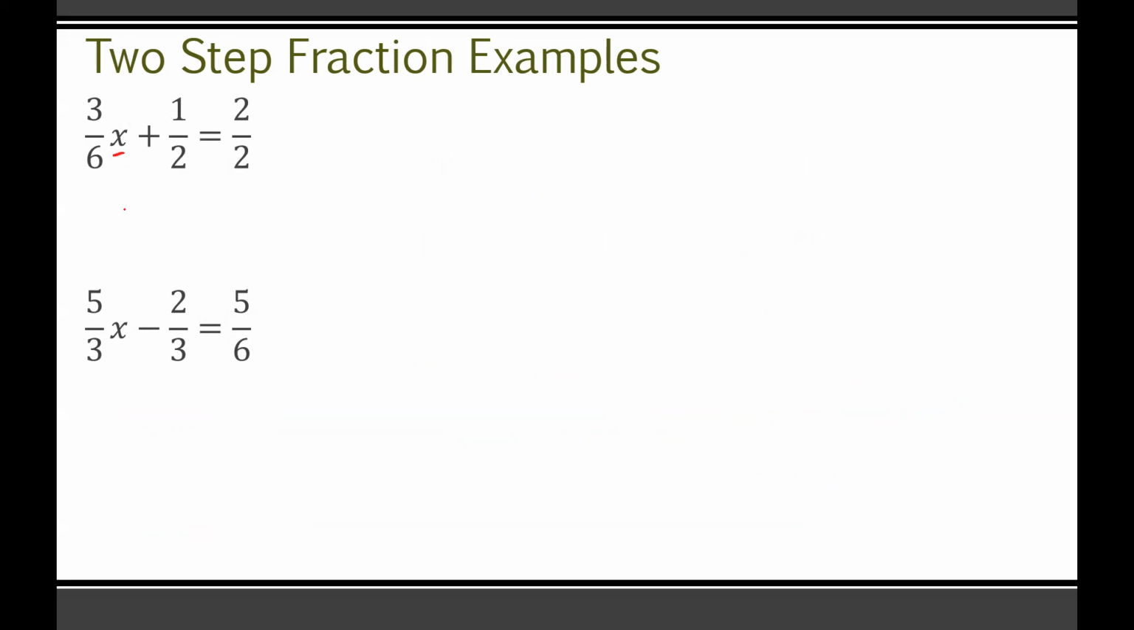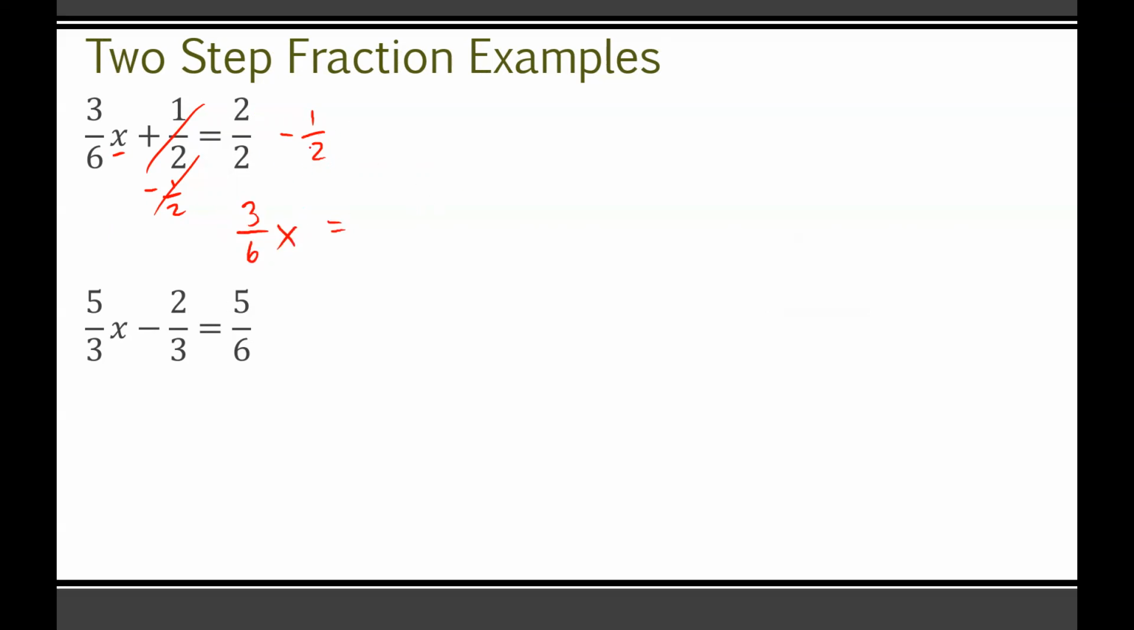So that means we have to use reverse BEDMAS to get x all by itself. So the first thing we've got to do, get rid of any addition or subtraction. So we need to get rid of this plus 1/2. Best way to do that, of course, is to minus 1/2 from both sides. Boom, boom. That's going to leave us with 3 over 6x equals 2 over 2 minus 1 over 2.